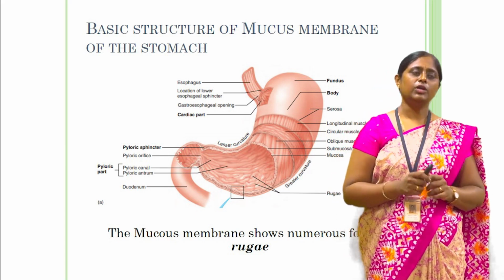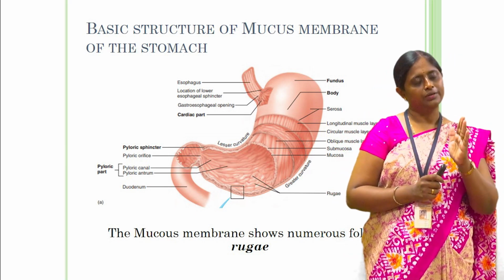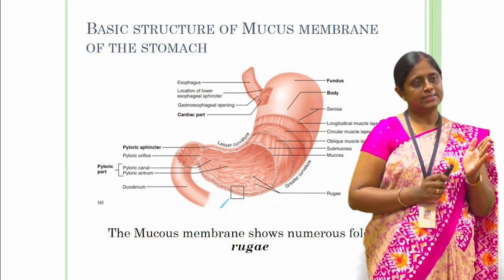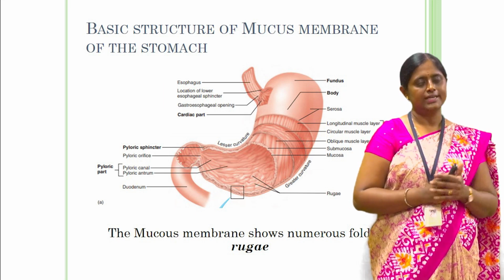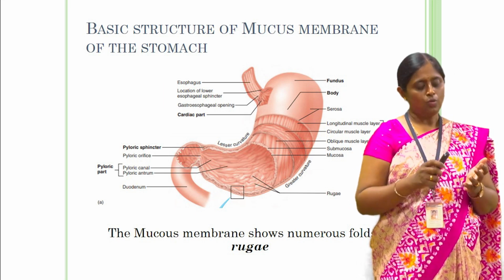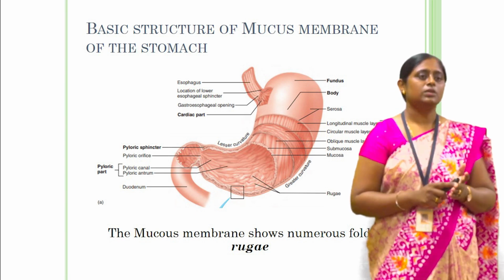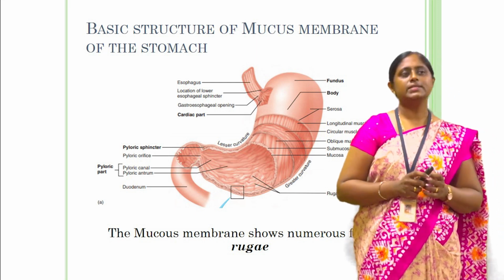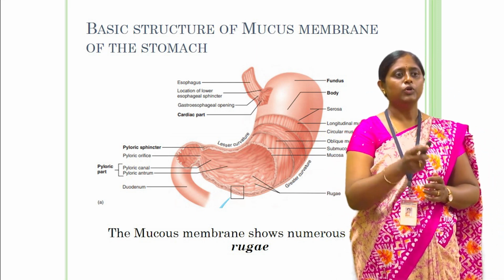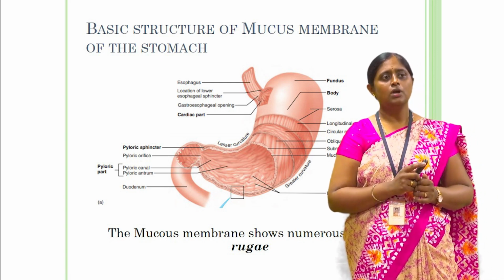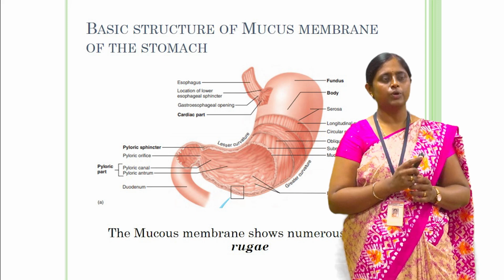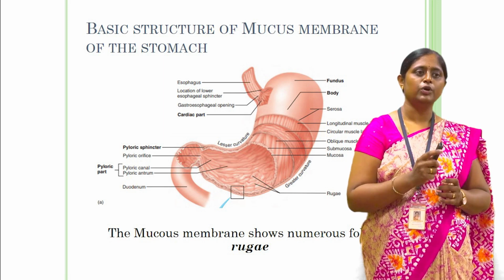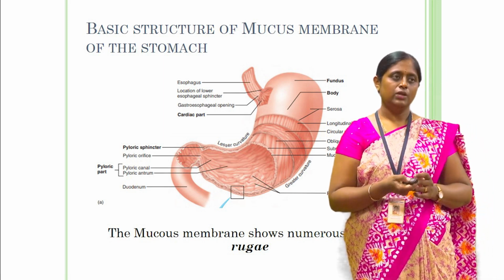Coming on to the different regions of the stomach, as discussed in the general structure of the gastrointestinal tract, the stomach is also divided into mucosa, submucosa, muscularis externa, as well as the serosa. In the basic structure of the mucous membrane of the stomach, the mucous membrane shows numerous folds, and those numerous folds we call rugae. Okay, the foldings of the mucosal membrane, here we call the rugae.